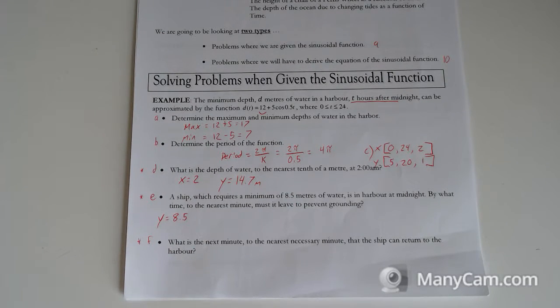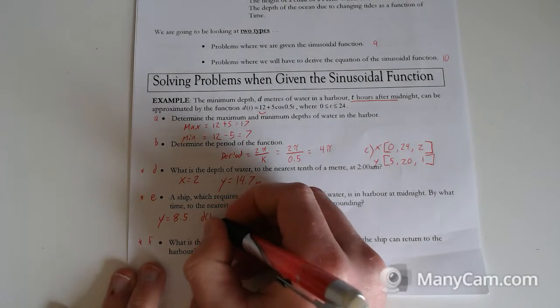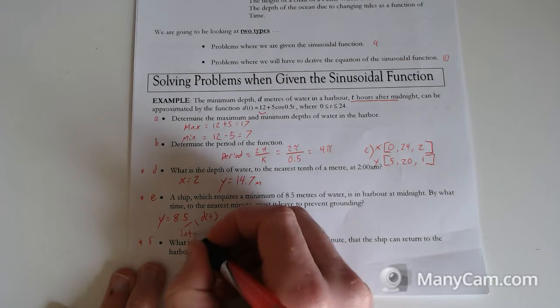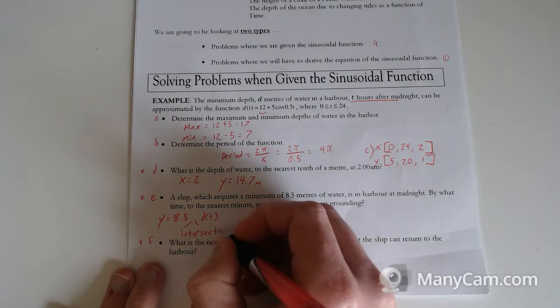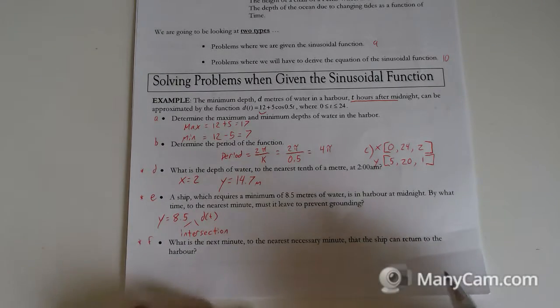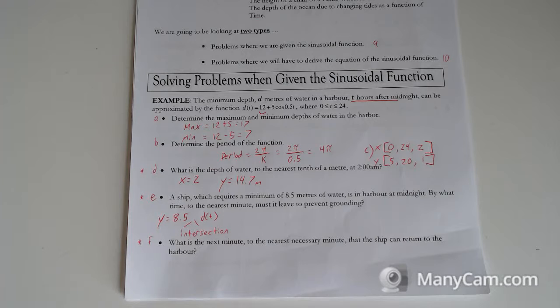So what we want to do this time is we want to graph the intersection of d of t and the height line of 8.5. So all you have to do is put in another line in your calculator with 8.5 as the value, and that'll create your horizontal line. And then you're going to find the point of intersections between them. And we care about the first point of intersection. So it'll have a left bound and right bound. And you want to find that first point of intersection.